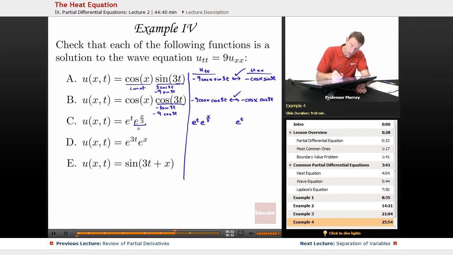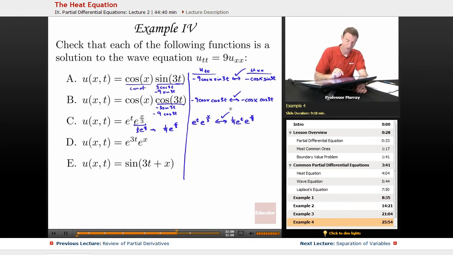Well, the first derivative is e to the x over 3 times 1/3, and then the second derivative is e to the x over 3 multiplied by another third, so we get 1/9. So I'm going to put 1/9 e to the t times e to the x over 3. And again, we can see that the left-hand side is equal to 9 times the right-hand side. So if we compare those to each other, they definitely do satisfy the partial differential equation. e to the t times e to the x over 3 is 9 times 1/9 e to the t times e to the x over 3.